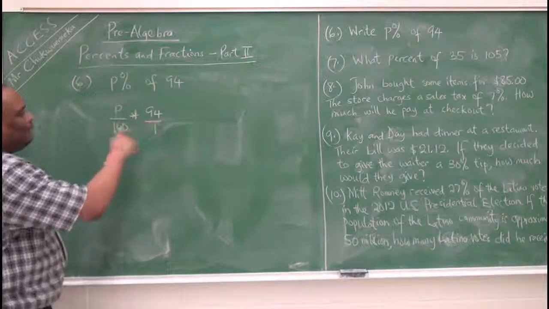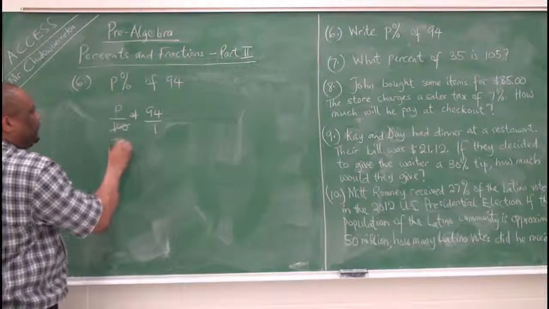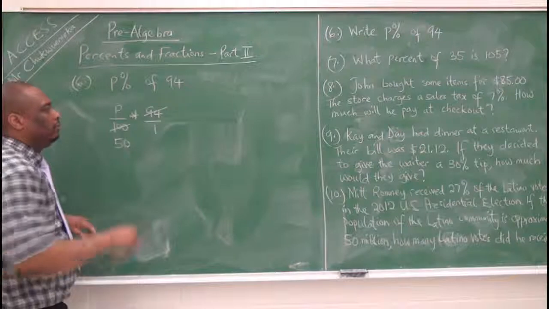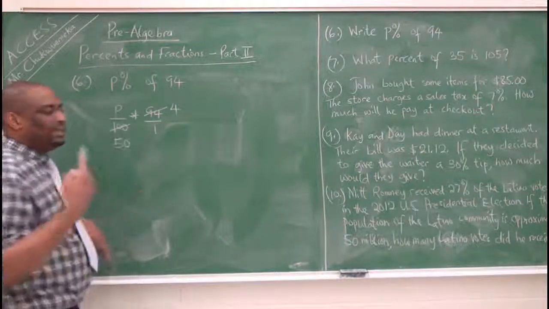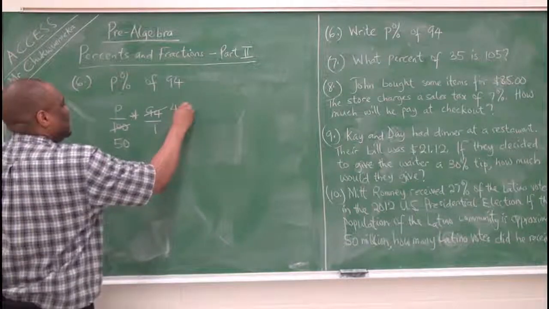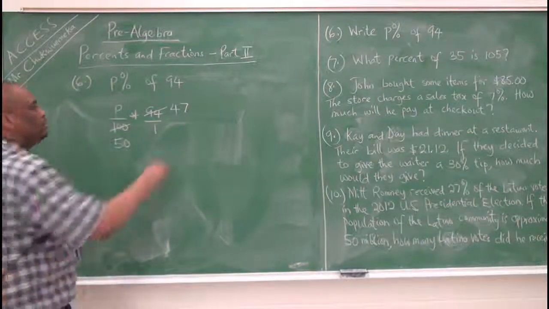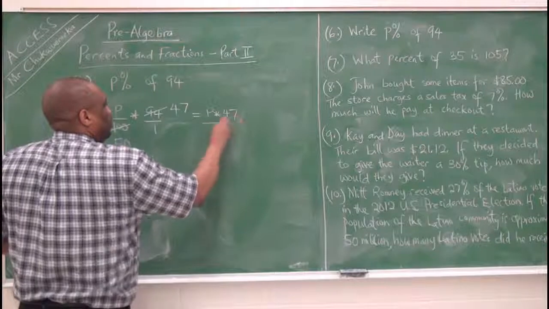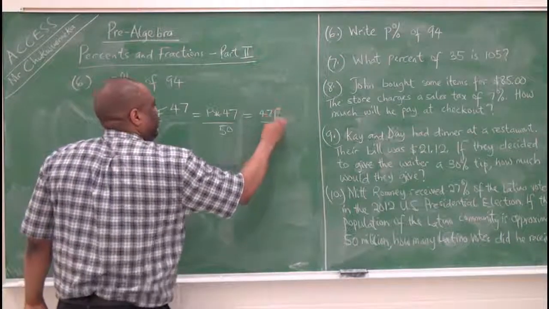So, you can simplify right away. 2 can divide 100 to give you 50. 2 can divide 94. 2 into 9 will be 4. 4 times 2 is 8. 9 minus 8 is 1. Bring down 4, 14. 2 into 14 is 7. So, you can't simplify anymore. So this will be p times 47 all over 50, and that will give you 47p all over 50.